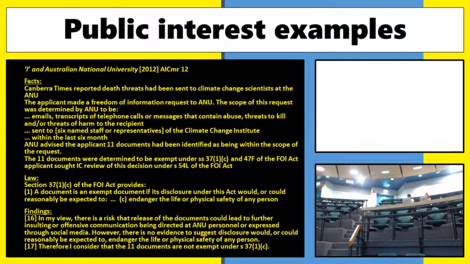And there you go. In my view, there is a risk that releasing the documents could lead to further insulting or offensive communication being directed at ANU personnel or expressed through social media. However, there is no evidence to suggest disclosure would or could reasonably be expected to endanger the life or physical safety of any person. Therefore, I consider the 11 documents not exempt under that part. So there you go. These are quite digestible. They're pretty straightforward.